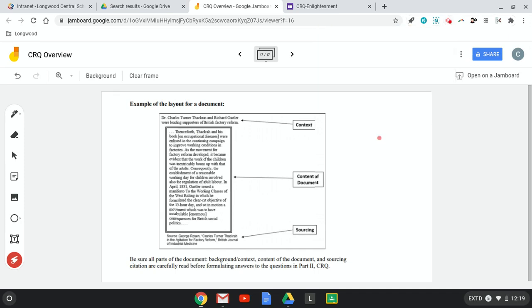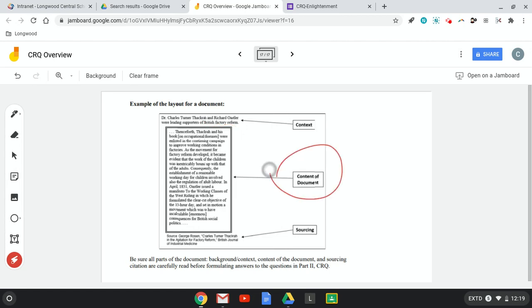The last thing to address here for the second document, like the question 2, is looking at sourcing, content, and context. Whenever you get a document, you're going to get something called context, all right? It's going to be a little blurb at the top. It's going to give you some information, okay? Not all information. The document's really going to provide you with most of it, but it's going to give you an overview. So in this case, it says that Charles Turner, I can't read this, too small, Richard Oastler were leading supporters of the British factory reform. Okay, so this document I know is going to be related to British factory reform.